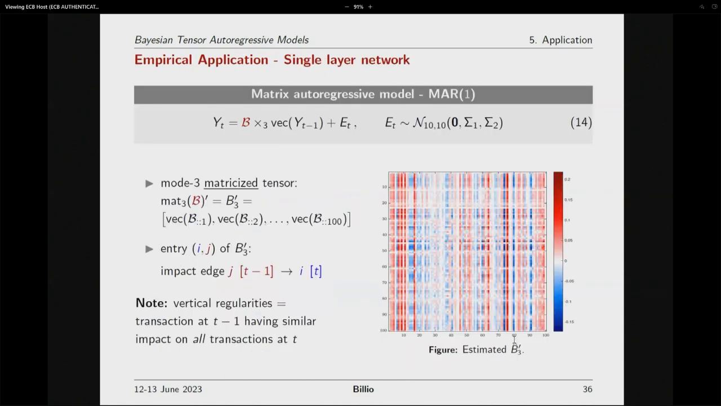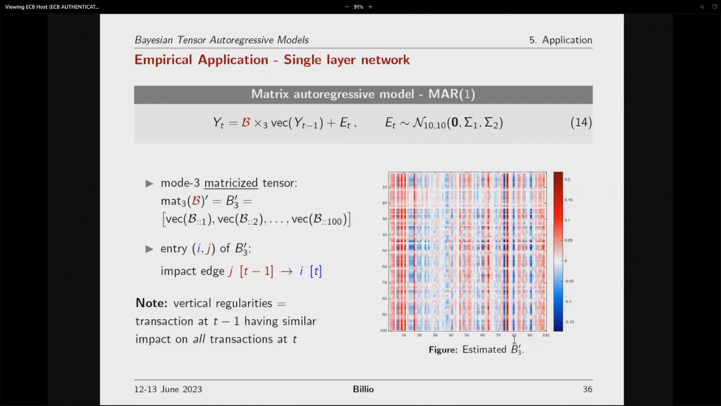Here is the matrix. It is the simplest, since it was the first example. You can have the same for the two layers, okay? And then this is the matrixized, mode three matrixized tensor. Then for the single layer network, it is a 10 by 10, since we have the double dimension, you go to 100 by 100, since it is 10 by 10 and 10 by 10.